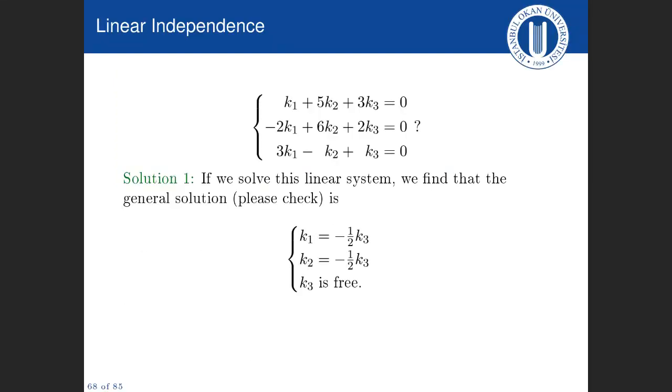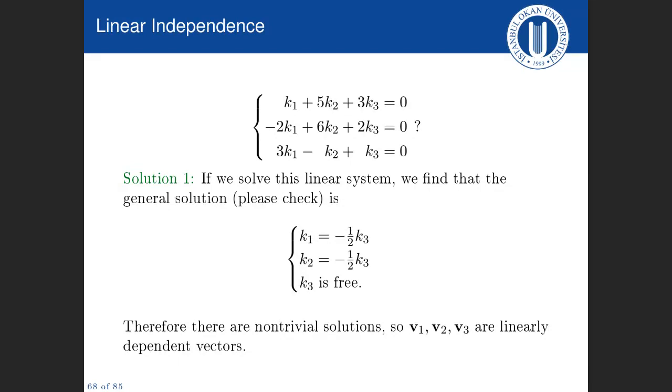I'm going to answer this in two different ways. What we could do is solve this linear system. For example, write down the augmented matrix, row reduce it until we get to row reduced echelon form, and then read off the solution. If you did that, you would find that k1 is minus a half k3, k2 is minus a half k3, and k3 is a free variable. That means there are non-trivial solutions, so therefore v1, v2, and v3 are linearly dependent vectors.